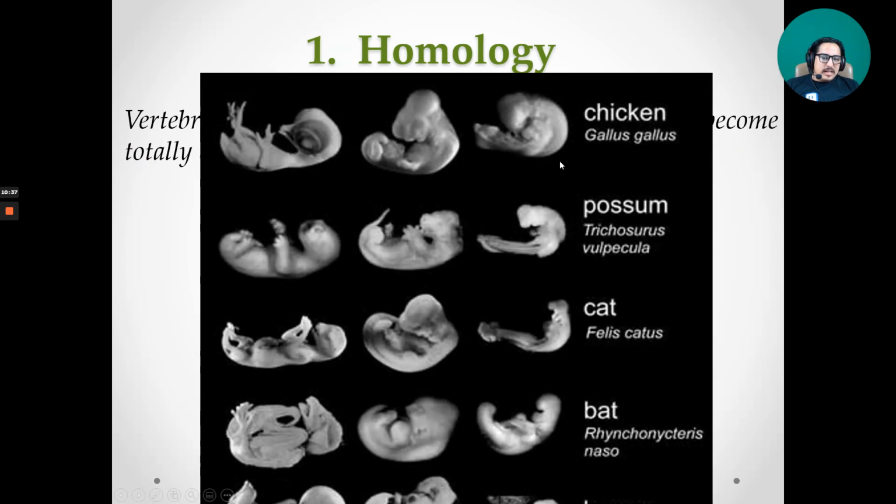Here's another picture. It's like a real life picture, not a drawing. So you have the chicken, possum, cat, bat, and there's something that you're a human. It's just cut off. Sorry.